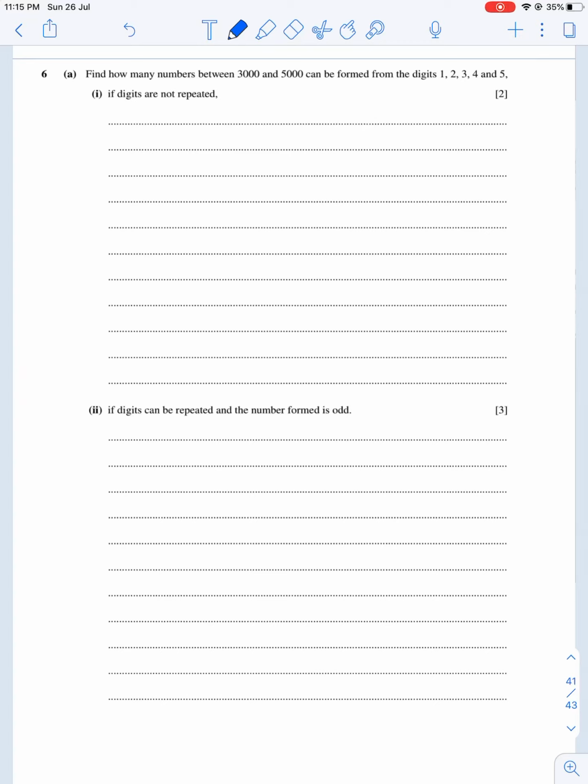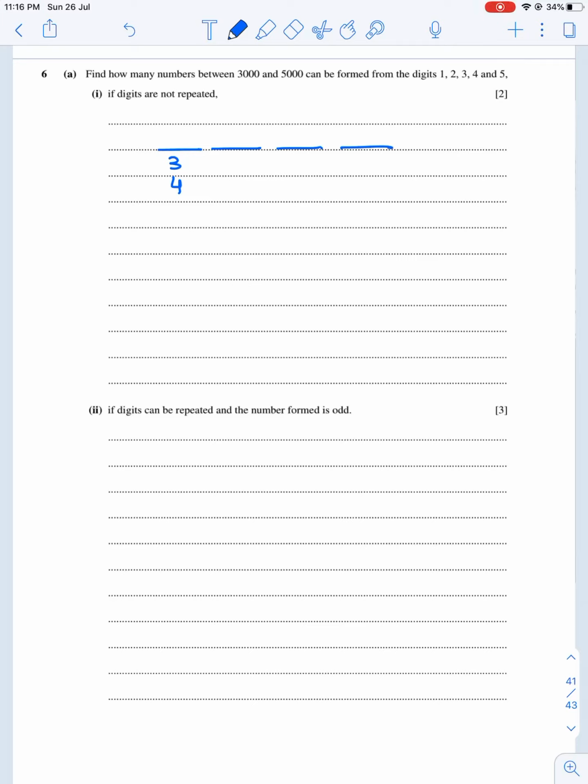Find how many numbers between 3000 and 5000 can be made from the digits 1, 2, 3, 4 and 5 if digits are not repeated. You cannot repeat the digits. Obviously it's a 4-digit number, so you have to put 4 dashes, and you want to make numbers between 3000 and 5000. That means the first digit can only hold 3 or 4. It cannot even hold 5 because you don't have zeros in this.